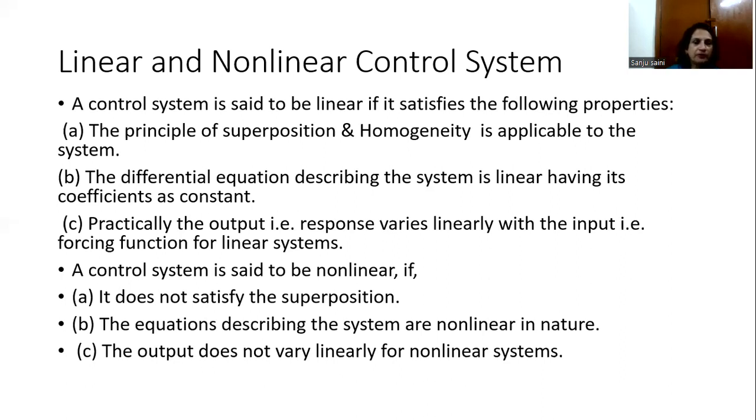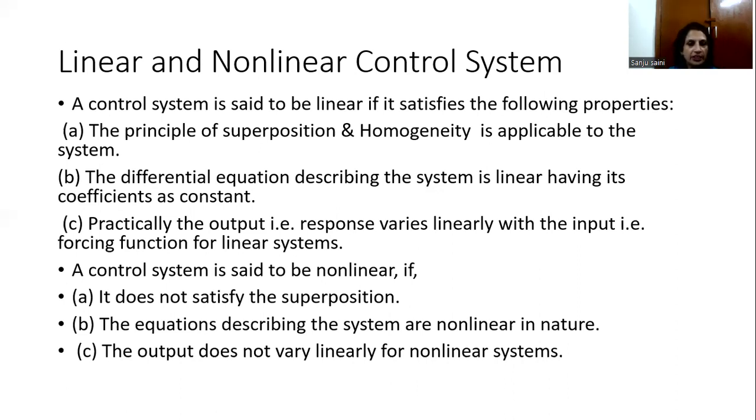What is the principle of superposition? The principle of superposition says that if we give an input x1 to a system and it produces output y1, and then we give the input x2 and it produces an output y2, then if to the same system we give the input x1 plus x2, its output should be y1 plus y2. In case this is followed, then we'll say that the principle of superposition is followed.